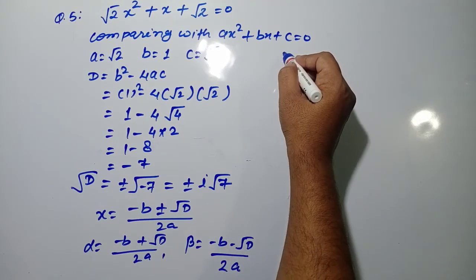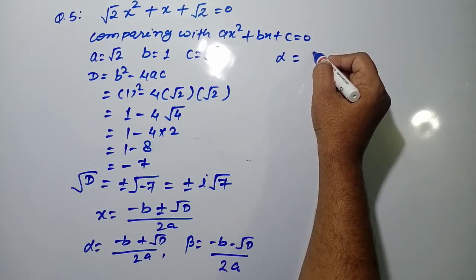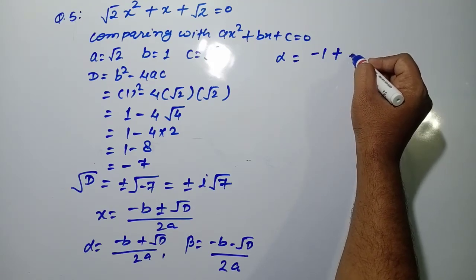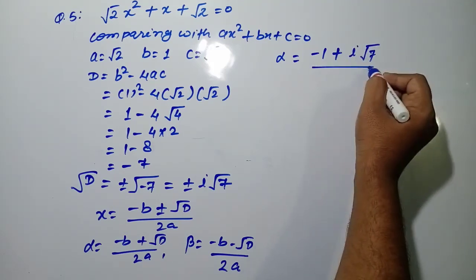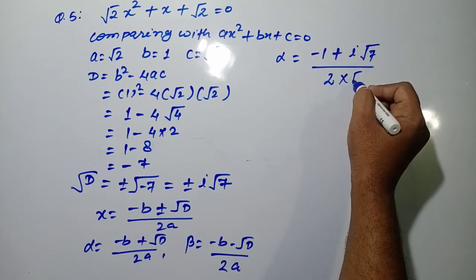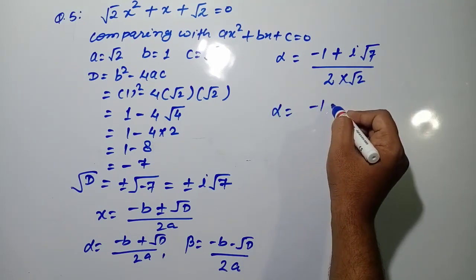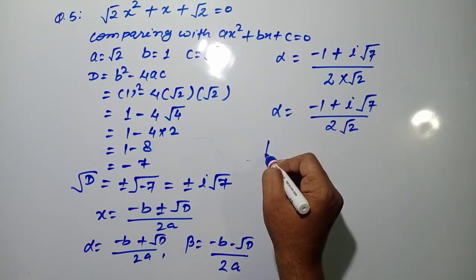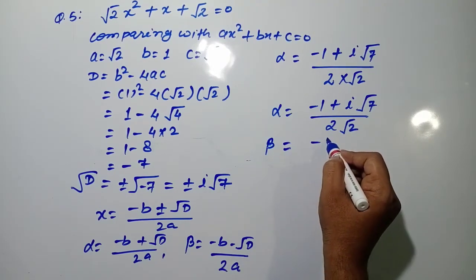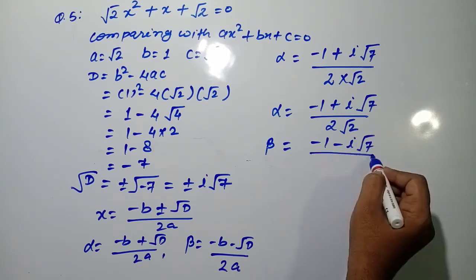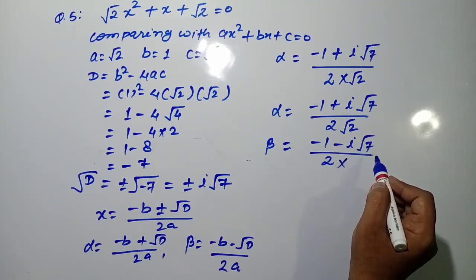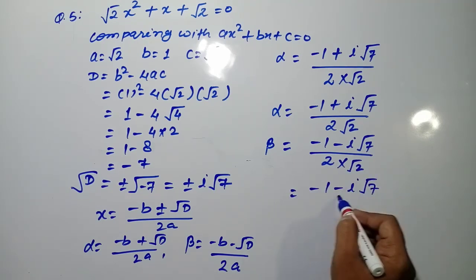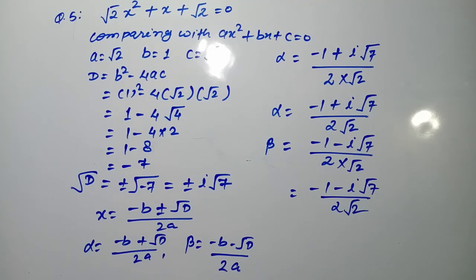Okay student. Now substituting the value over here. So alpha is what? Minus 1 plus iota root 7 divided by 2a. a is root 2, so 2a is 2 root 2. So we are getting minus 1 plus iota root 7 divided by 2 root 2, and similarly beta will be what? Minus 1 minus iota root 7 divided by 2 root 2.